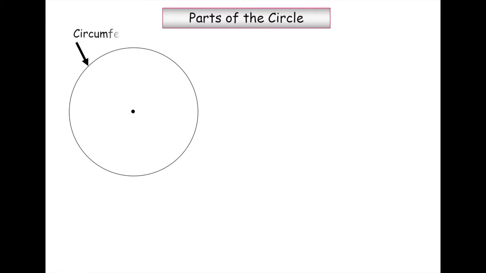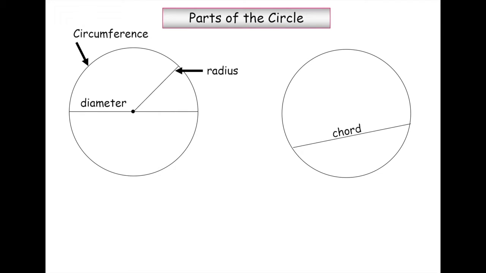So if we have a circle, remember the perimeter of a circle is called the circumference. The line that cuts the circle in half going through the centre is called the diameter. Remember that half the diameter is called the radius. This line here is called the chord. And then this section here, between the chord and the circumference, this is called a segment.